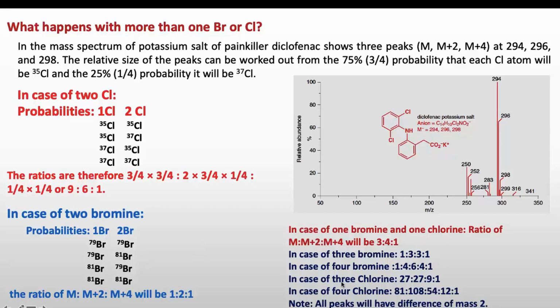So for each, you have to apply this probability method and then you will get this ratio in the case of more than 2 chlorine or bromine. But the important thing here is that all peaks will have a difference of 2 mass units. Their intensity will be different, but the mass difference will be only 2 units.